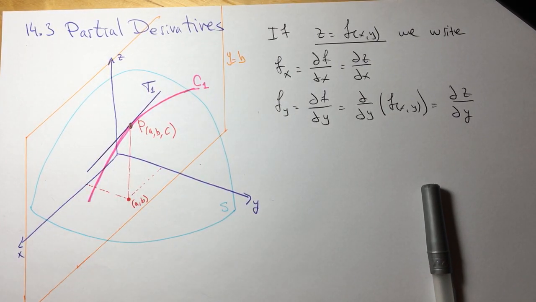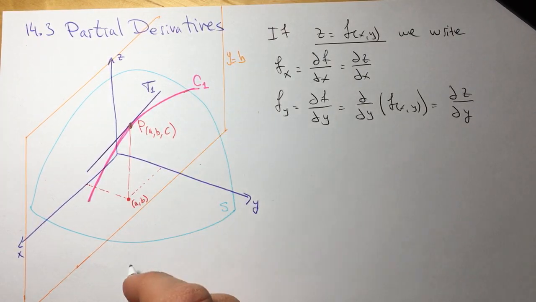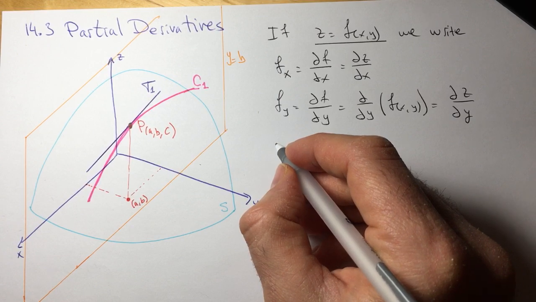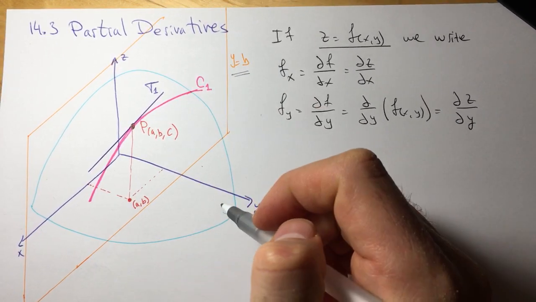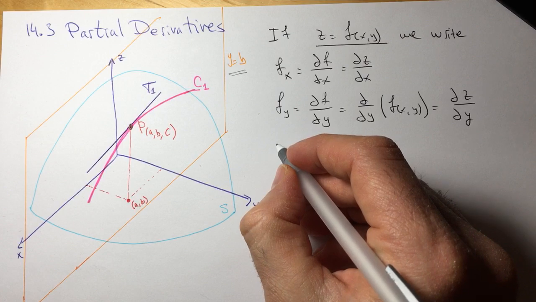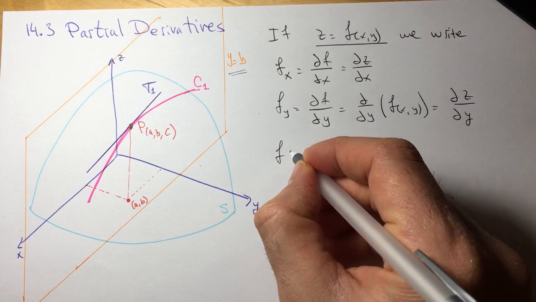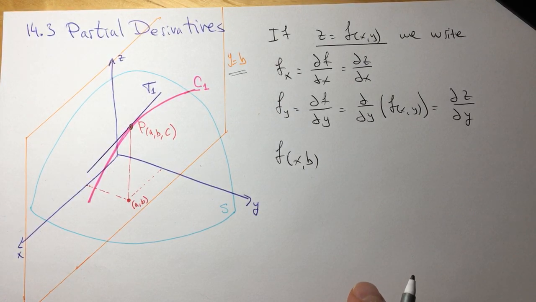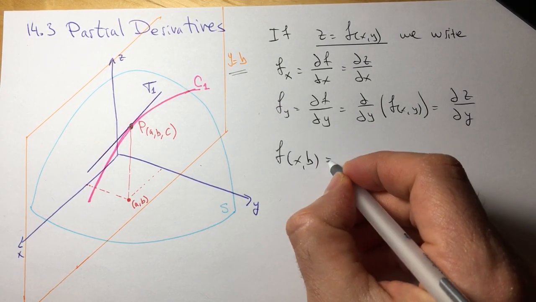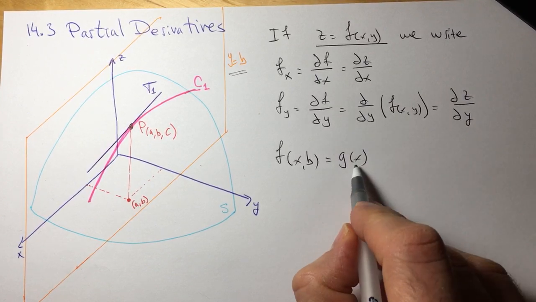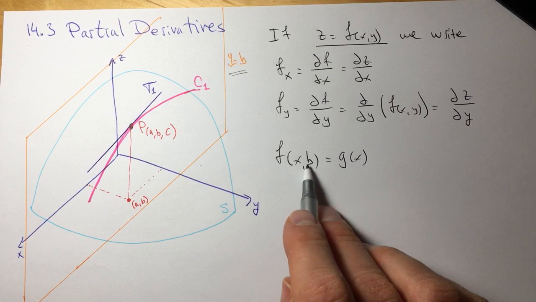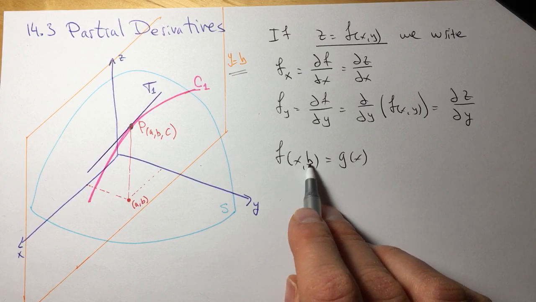So this curve C1, if we think about it, is represented by a function in one dimension. Why? Because I'm taking y to be a constant, so C1 is represented by the function f of x, b. So let's call this function g of x, right? So now this curve depends only on x. Why? Because we have taken b as a constant. We have fixed b, okay?